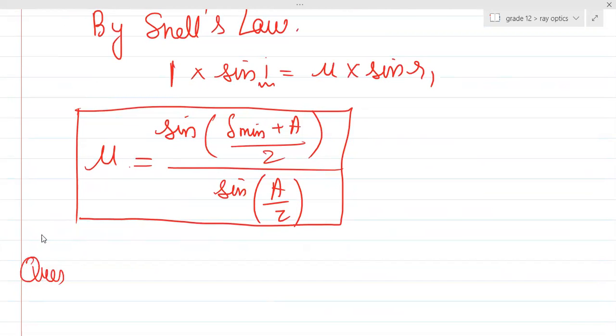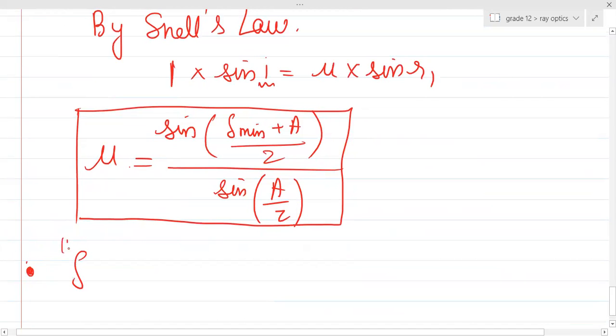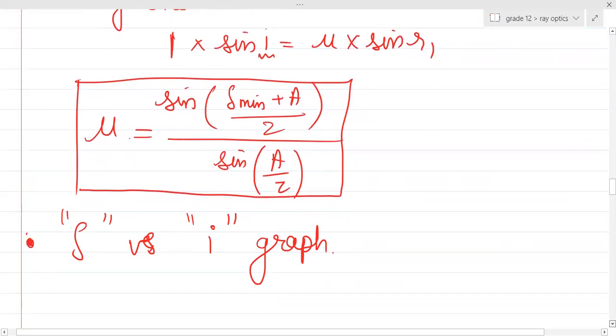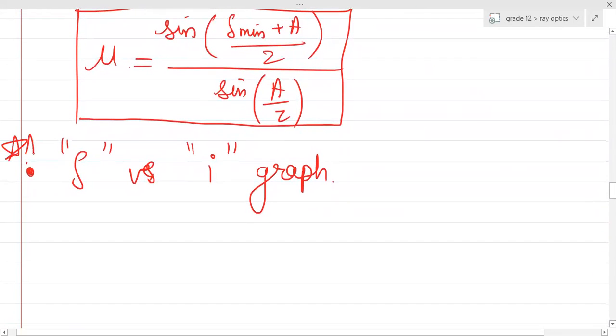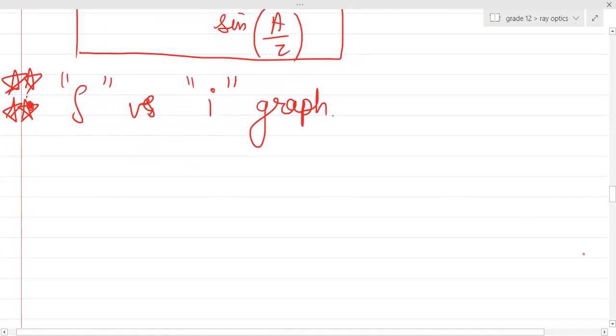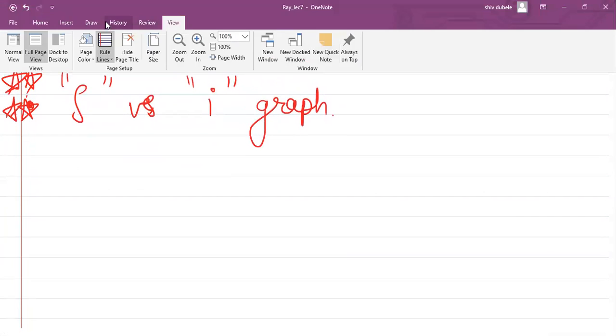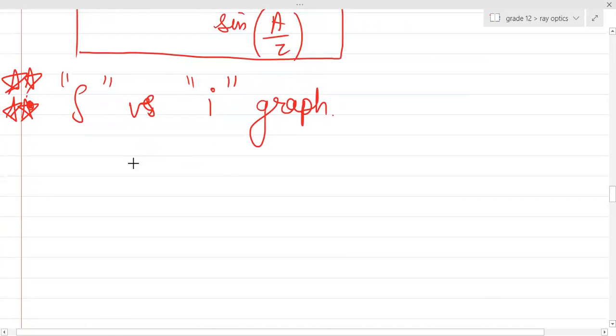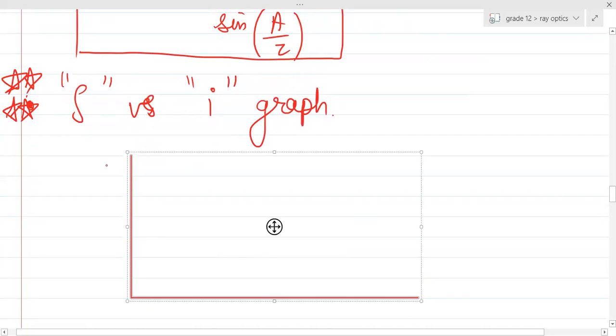No, no question. The last thing to be discussed in the prism is basically the delta versus angle of incidence graph. And very important, guys, in the school syllabus this question will always come from optics. Always remember. So if I want to draw a graph, delta and angle of incidence.